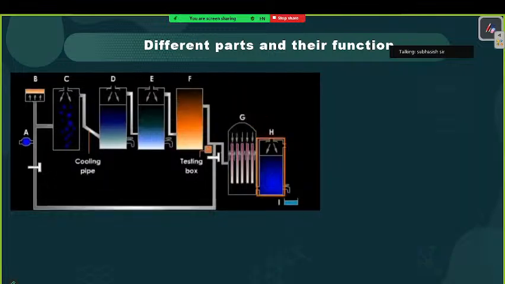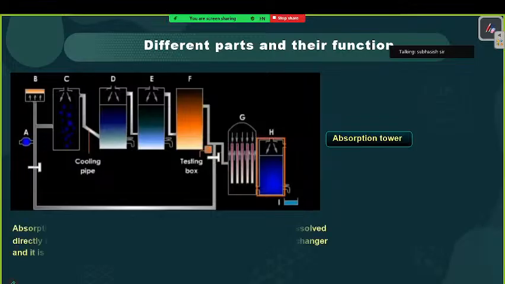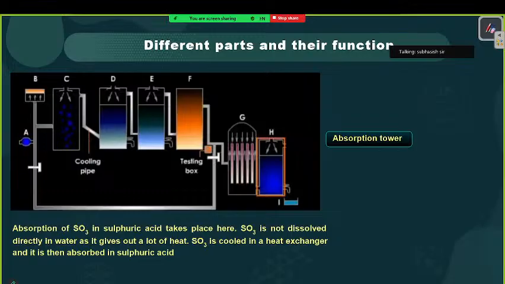Now, after the formation of sulfur trioxide, this is absorption tower H. In the absorption tower, sulfur trioxide is absorbed in sulfuric acid. Absorption of sulfur trioxide takes place. Sulfur trioxide is not dissolved in water. Here you see, this is important.